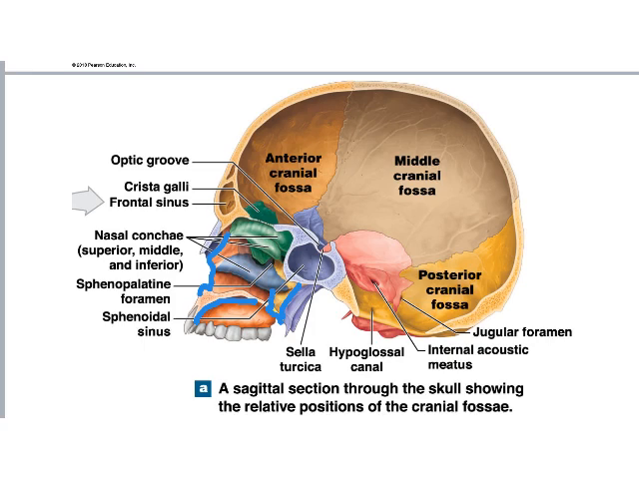We're going to add in here those nasal concha that we mentioned. You have the superior and the middle, and those come from the ethmoid bone. But then you have an inferior concha that really comes off of the maxillary bone.